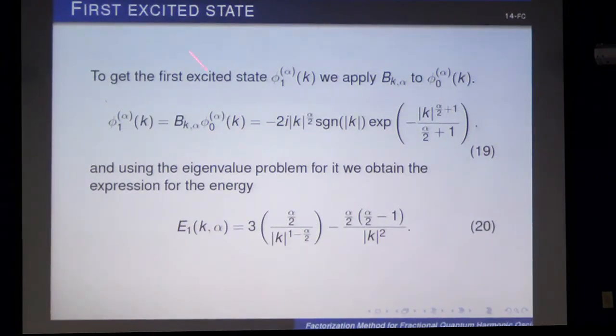So what we did next, just to get the first excited state, was applying this creation operator in the k-space. Of course, we got this. The eigenvalue can be calculated easily, it looks like that. This is a result already reported by Oscar and Fernando. Here we notice that for alpha equal 2, you just get the standard result.